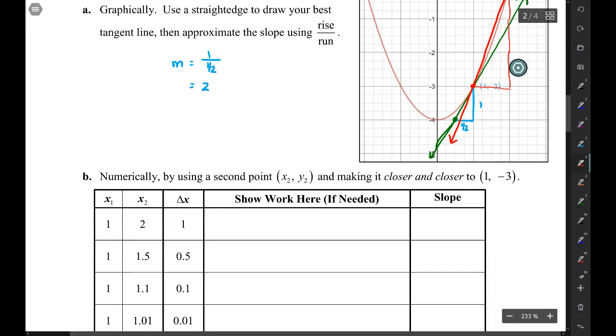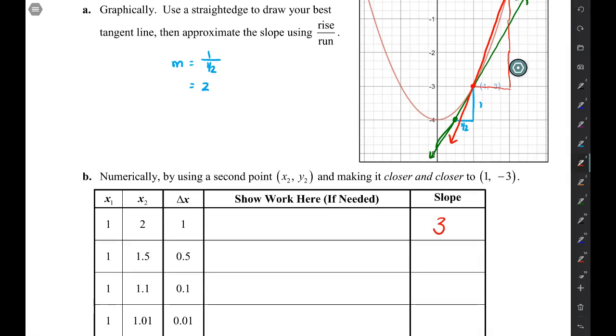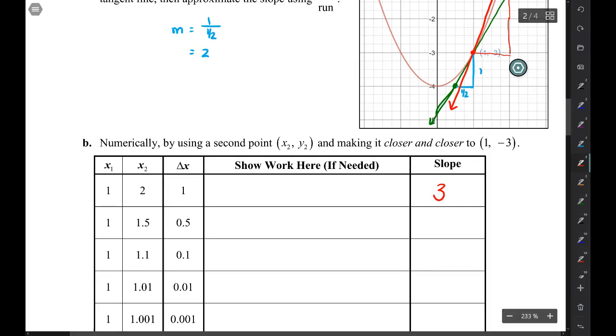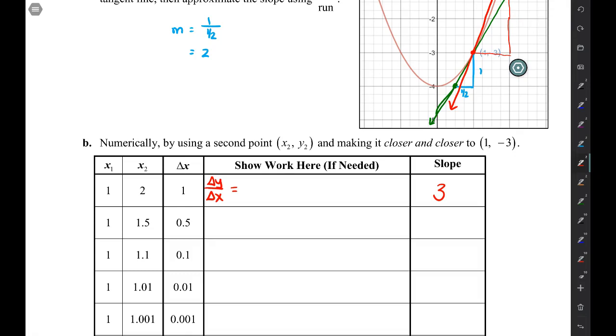I can actually write that down here. But let's figure out how we would find that numerically instead of just eyeballing it, because if I want to go between 1 and 1.0001, it's going to be very hard for me to eyeball what that slope is. So we're going to need a numerical approach. Okay, so the slope between 1 and 2. The idea is that I want to take the change in y over the change in x, right? Essentially, I want to take the change in the outputs and divide it by the change in the inputs.